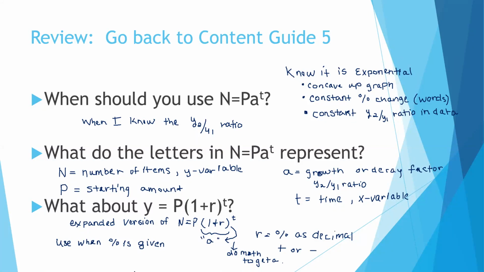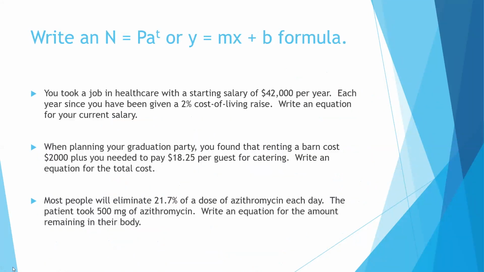All right, well, let's put all of this into action. So we're going to look at an example. Our directions are that we're either to write an NPAT formula or we're to write a y equals mx plus b formula. So the first example, it says you took a job in healthcare with a starting salary of $42,000 per year. Each year since, you have been given a 2% cost of living raise. Write an equation for your current salary. So the thing I notice is that there is a percent here. And so that immediately tells me that I should use exponential.